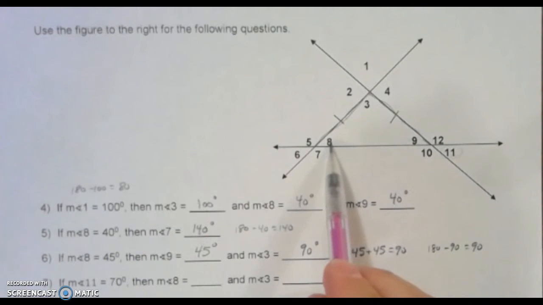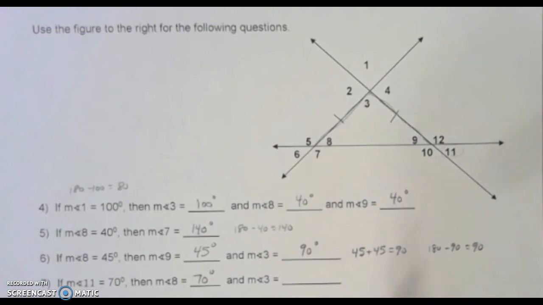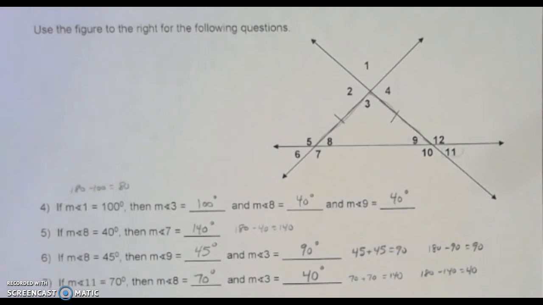Angle 8 is the other base angle. They're congruent to each other, so angle 8 is also 70 degrees. And now we just have to get this vertex angle up here, so I'm going to add my base angles together. 70 and 70 is 140. And now if I subtract 140 from 180, that means that angle 3, my vertex angle, must be 40 degrees.